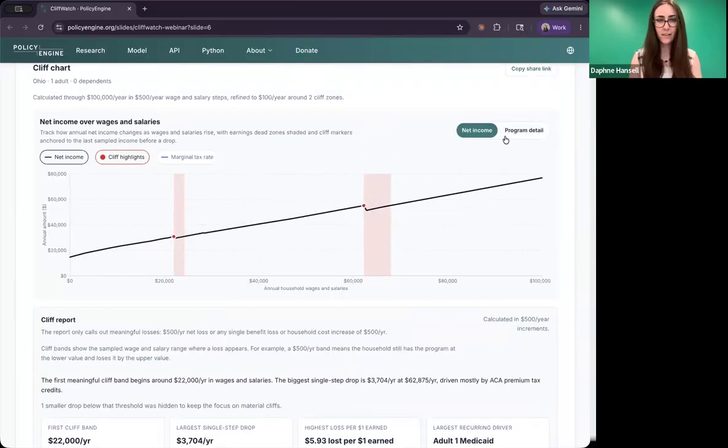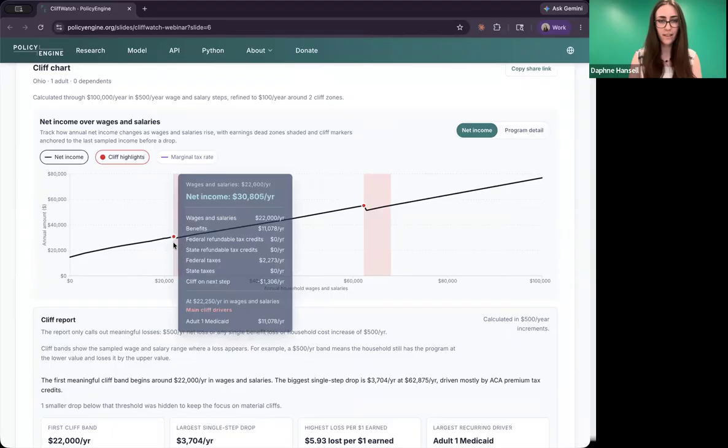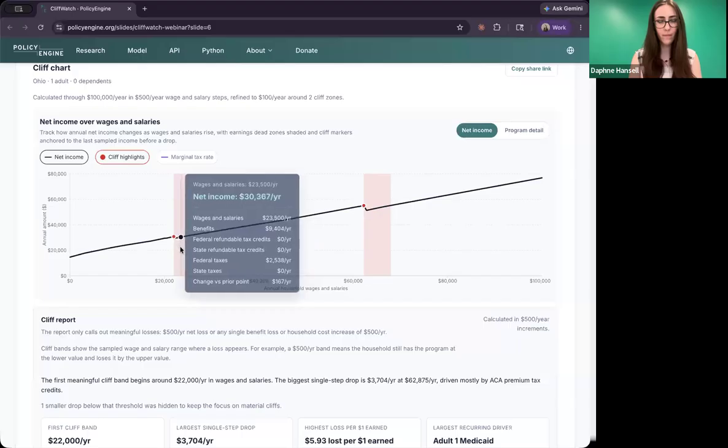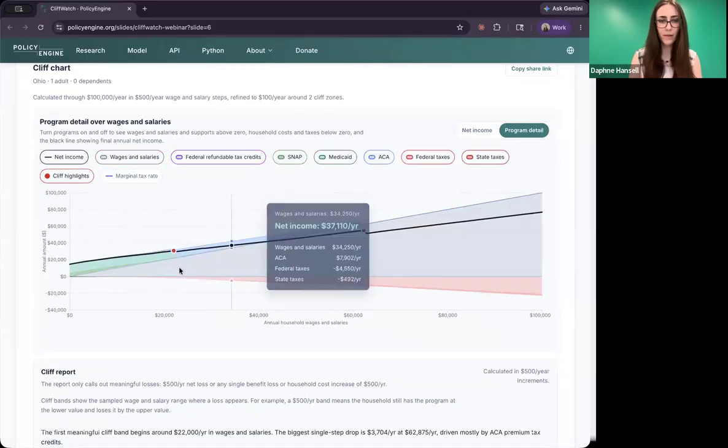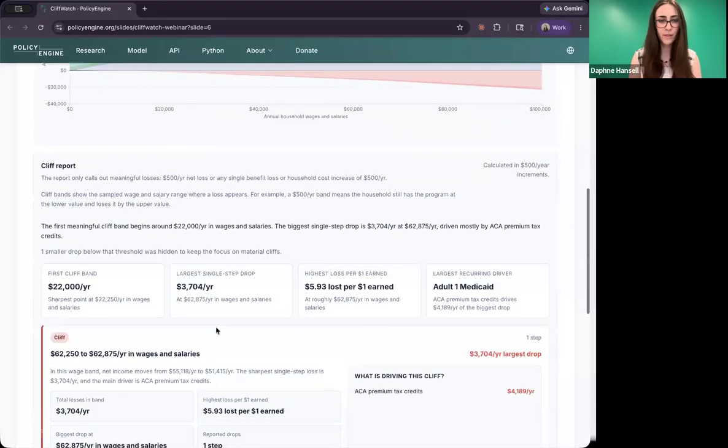The cliff is at, can you hover over there? The cliff is at $22,000 of wages, and your net income is basically $30,800. Now you have a cliff that reduces that net income. If we go slightly to the right, is that right? To earn back to that $30,800, you have to increase your earnings by about $2,000 to $24,250. Am I reading that right? Yes. And the chart lets us see what's causing that.